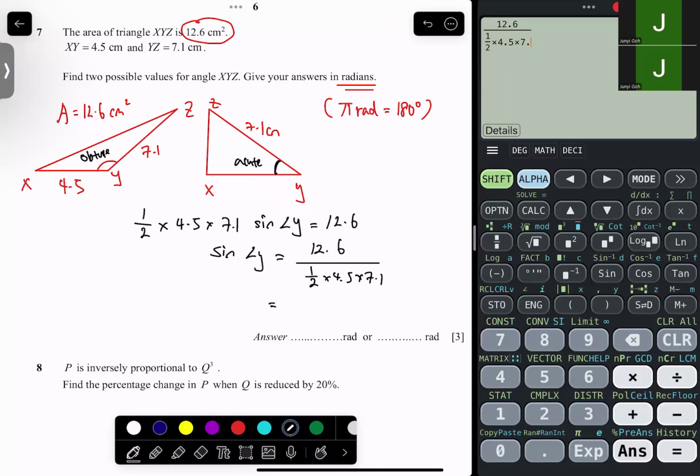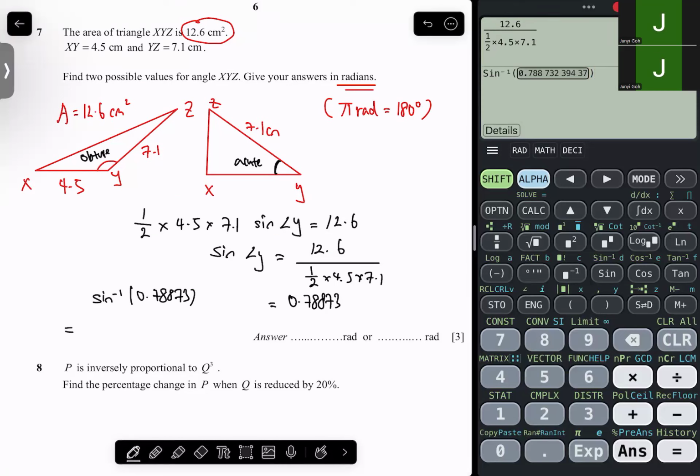All right. The next step that we need to do is to find angle Y. So to find angle Y, I need to sine inverse 0.78873. Now remember they want it in radian, so remember to change your calculator to radian mode. So sine inverse of the answer gives me 0.90874 radian.